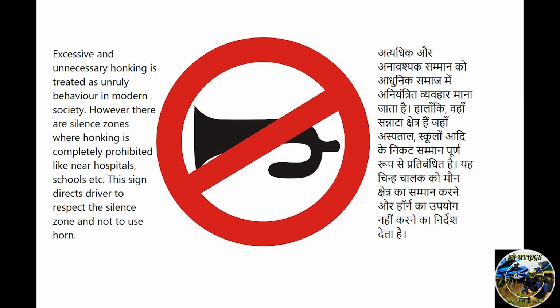Excessive and unnecessary honking is treated as unruly behavior in modern society. However, there are silence zones where honking is completely prohibited, like near hospitals, schools, etc. This sign directs the driver to respect the silence zone and not to use the horn.